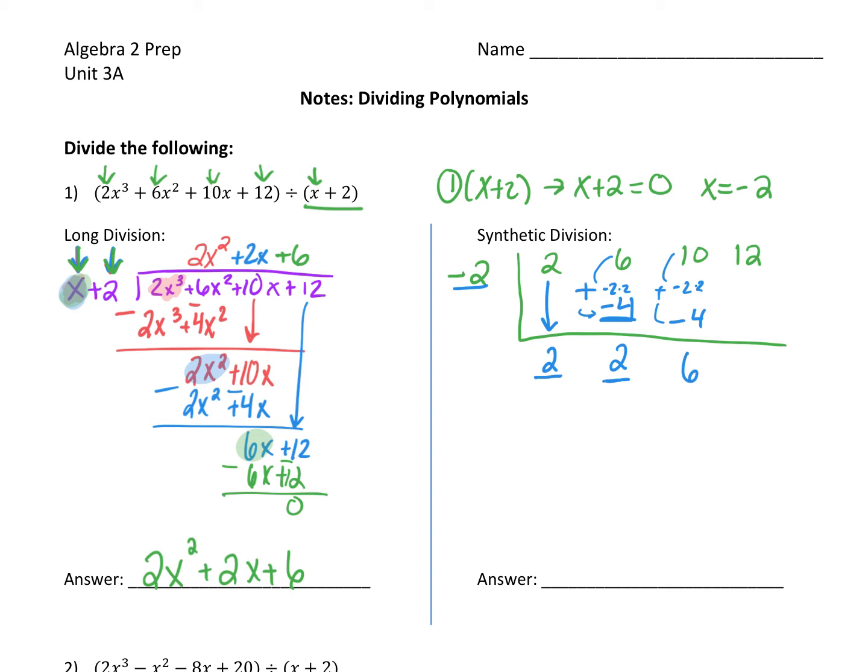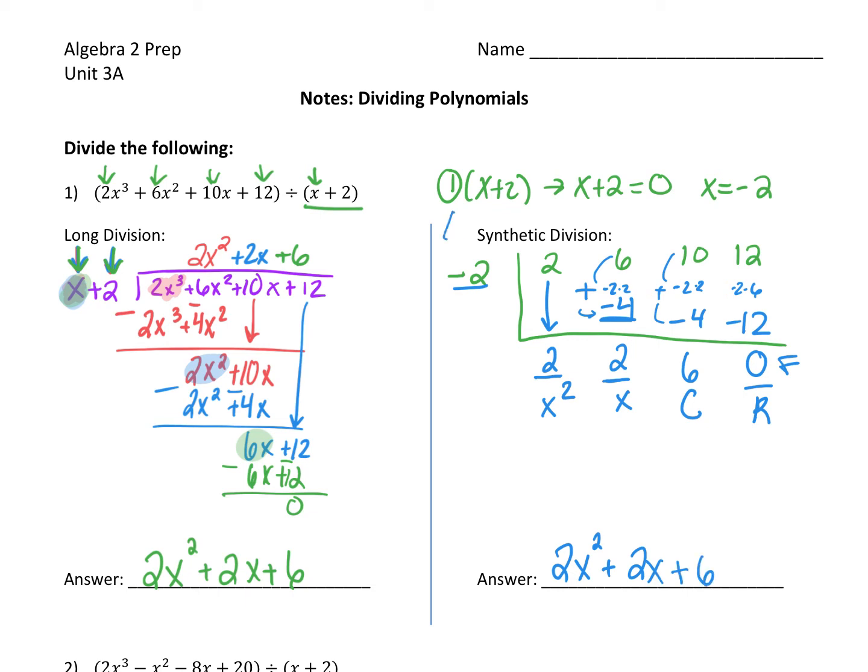Then I'm going to do negative 2 times 6 to get negative 12. And so then I get a remainder of 0. So this last spot's our remainder. And then we're going to go from there. This is my constant. This is my x term. This is my x squared term. So I'd say 2x squared plus 2x plus 6 would be my final answer.